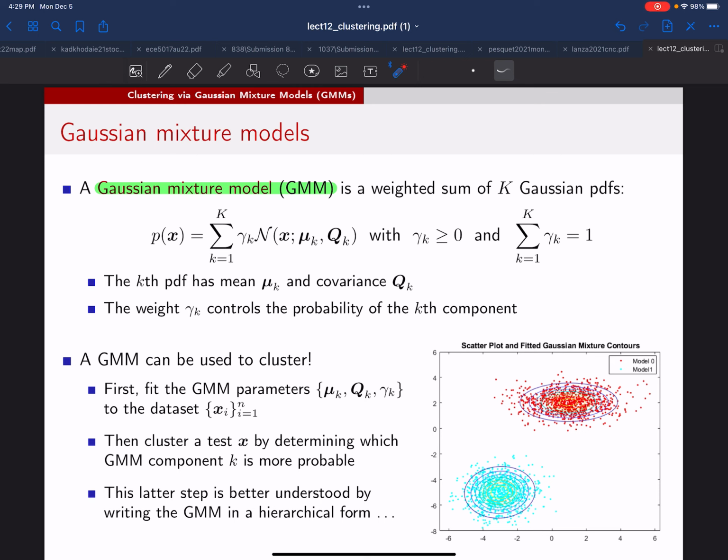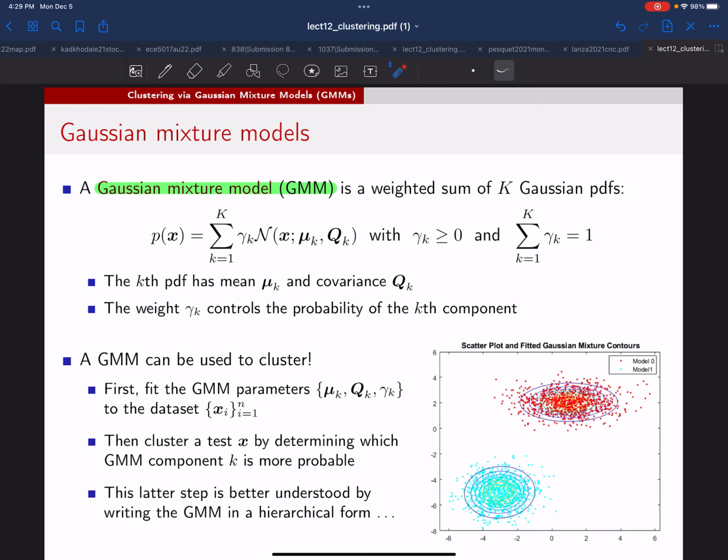This actually gives us a very natural way to do clustering. The first step is you would take your data set, x i, where i goes from 1 to n, and fit the Gaussian mixture model parameters. So you'd figure out which gamma k, mu k, and Q k are the best fit to this. We're going to explore that in a few slides. We're going to use something that's an approximation of maximum likelihood, because it turns out maximum likelihood is a little too difficult for this problem.